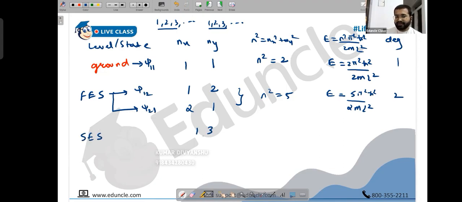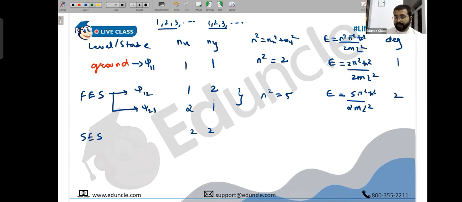Here, a common error is that students would go with 1, 3 and 3, 1. But if you go with 1, 3 and 3, 1, then what do you get? 1 square plus 3 square, that's 1 plus 9, so n square becomes 10 in that case. But if you check the 2, 2 combination, then 2 square plus 2 square, that's 4 plus 4, you're getting 8. So 8 is smaller than 10. So the second excited state is not 1, 3 or 3, 1. The second excited state is only 2, 2.